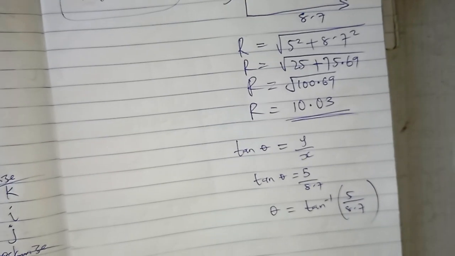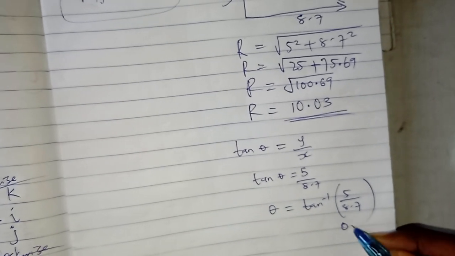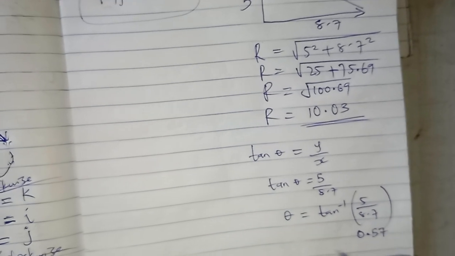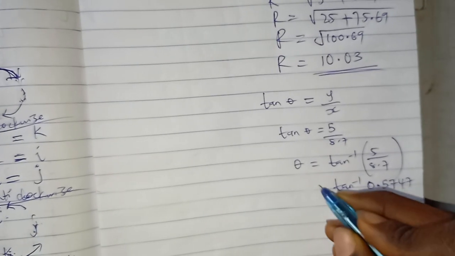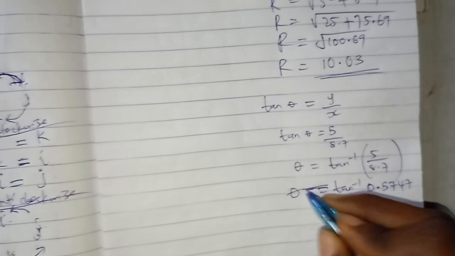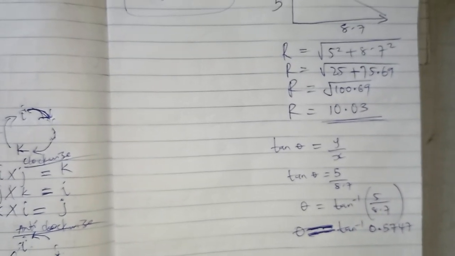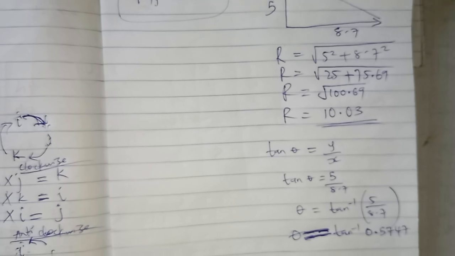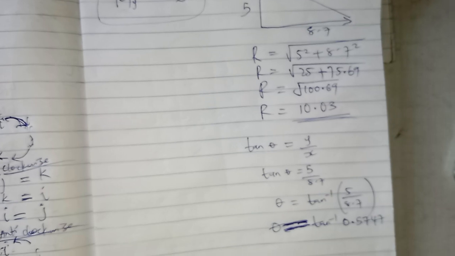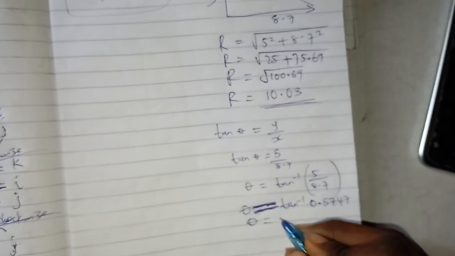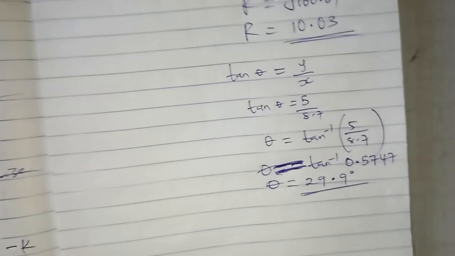So what do you get? Let's do it. 5 divided by 8.7, we have 0.5747. So tan inverse of this, let's do it. 0.5747. So theta is equal to 29.9 degrees. This is my answer, and this is going to be the direction.